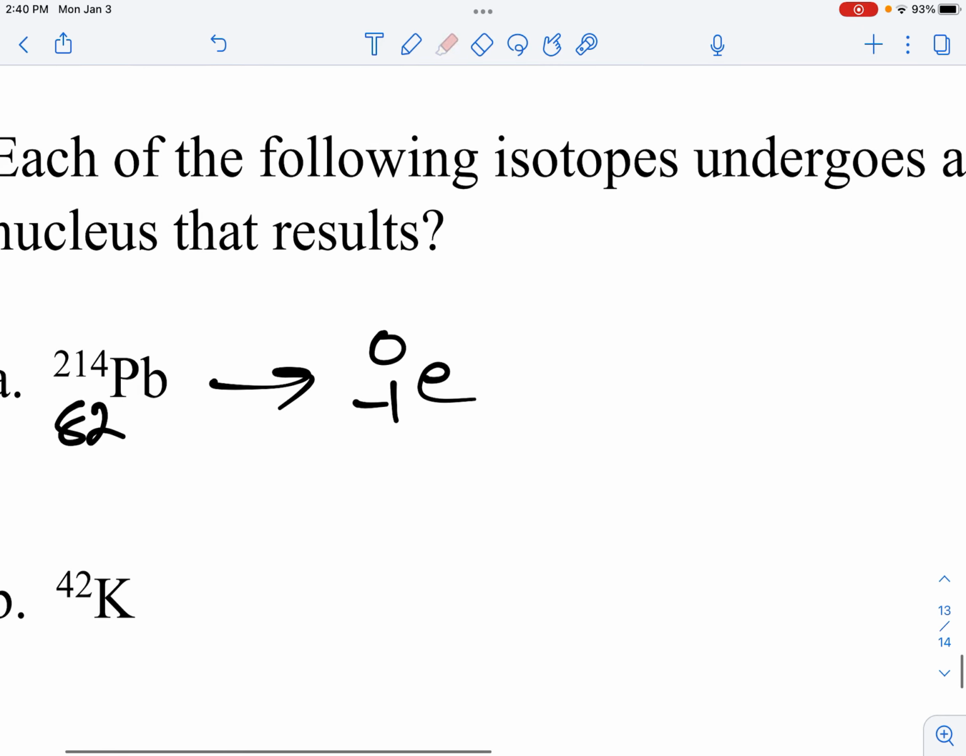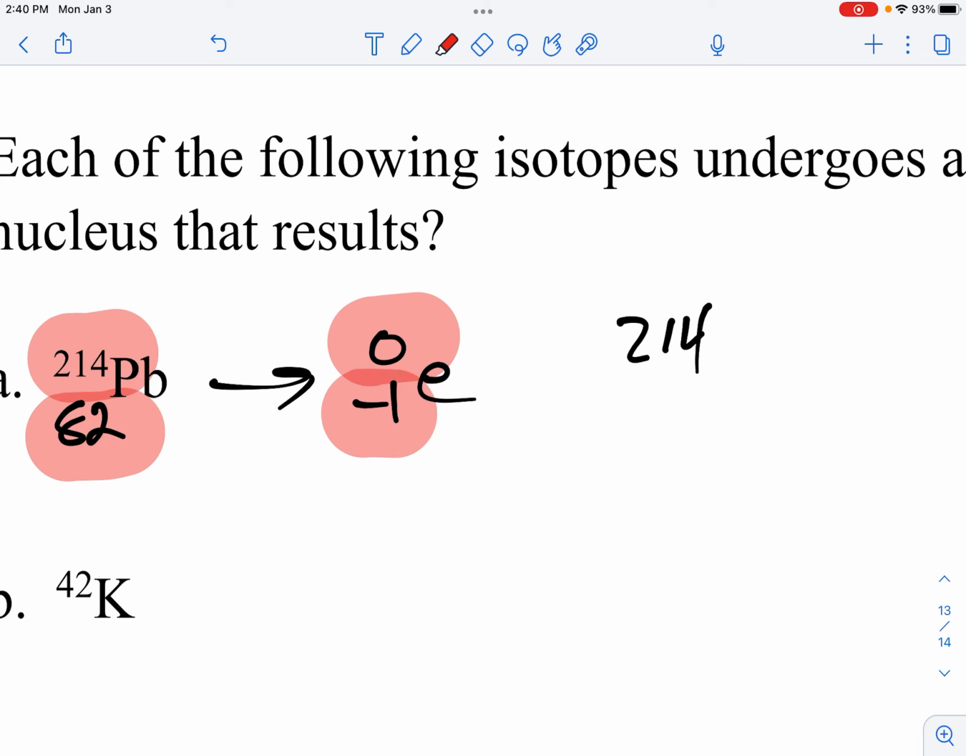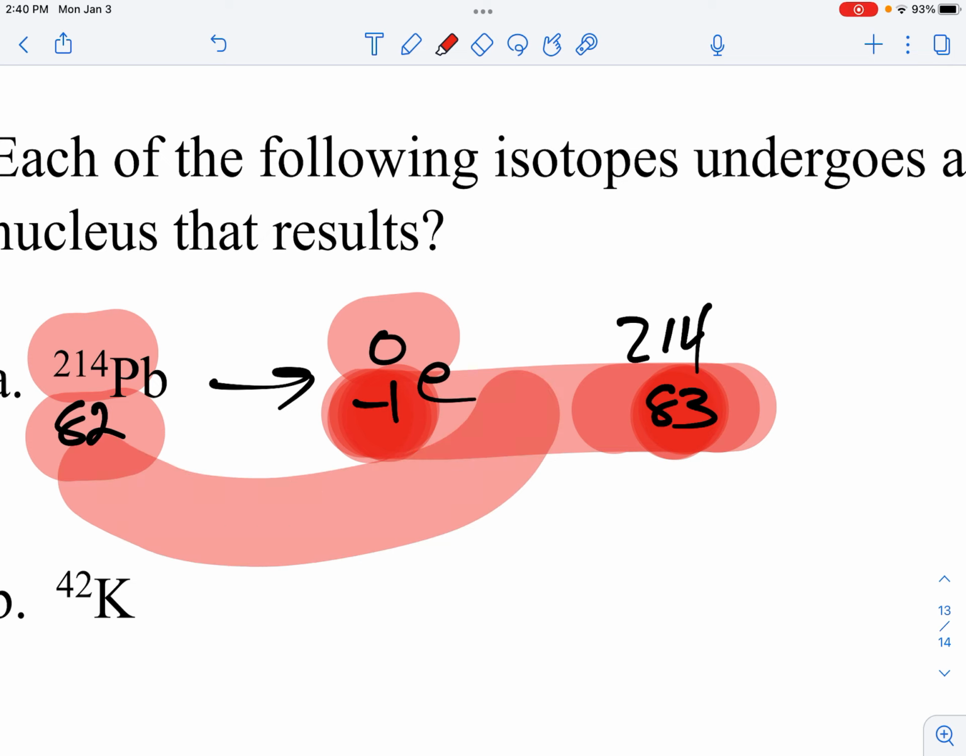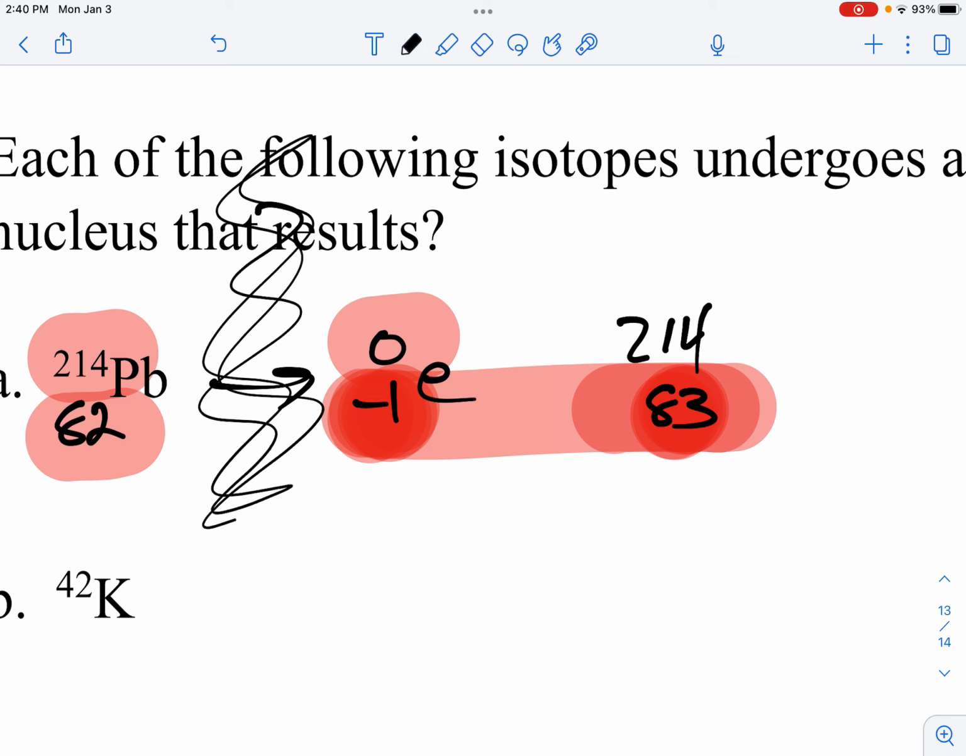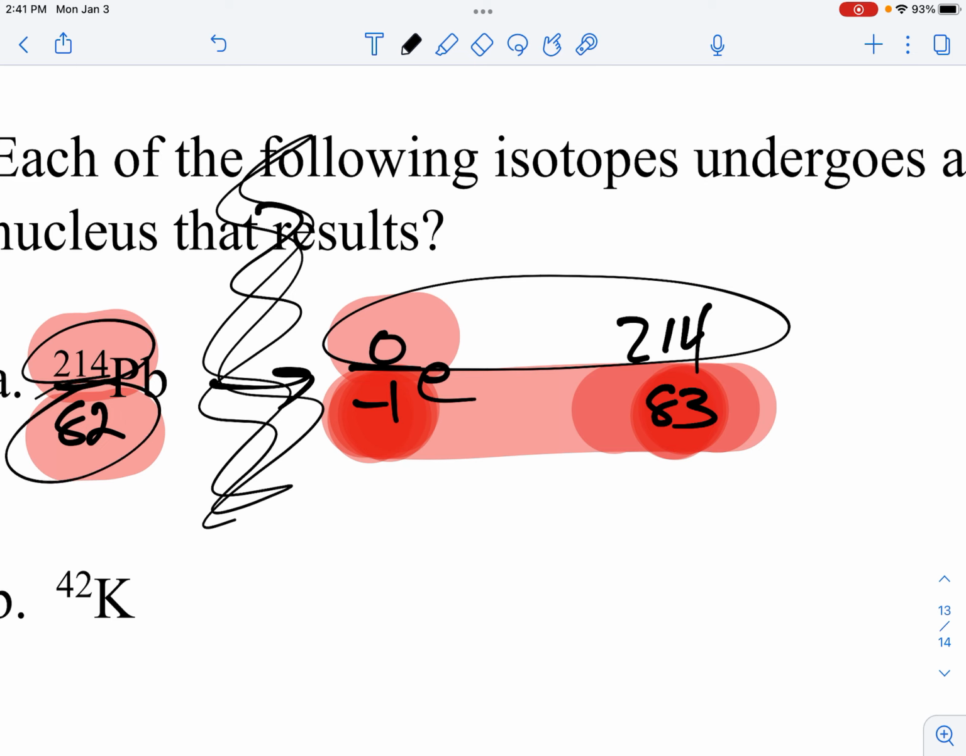So that means up top, I've got 214 and 0, so I'm still at 214. But down below, I'm at 82, and then I'm at -1 and some other number. So that's got to be 83, so that the -1 and the 83 can go together to make the 82 that's over there. Remember, everything on the left-hand side of the equation has to be the same as everything on the right-hand side so that it all balances out. So the 214 up top is the same as those two. The 82 at the bottom is the same as those two put together.